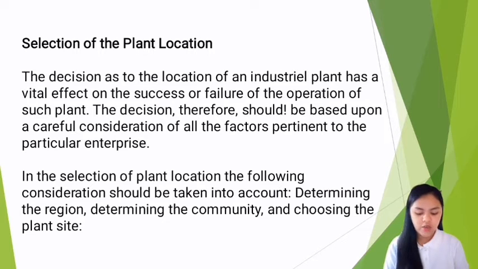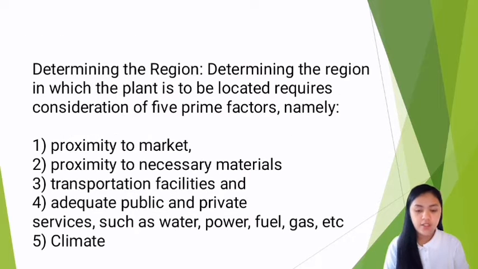In the selection of plant location, the following considerations should be taken into account: determining the region, determining the community, and choosing the plant site. So, determining the region. Determining the region in which the plant is to be located requires consideration of 5 prime factors, namely proximity to market, proximity to necessary materials, transportation facilities, and adequate public and private services such as water, power, fuel, gas, etc. And lastly, the climate. So first, we're going to discuss the proximity to market.